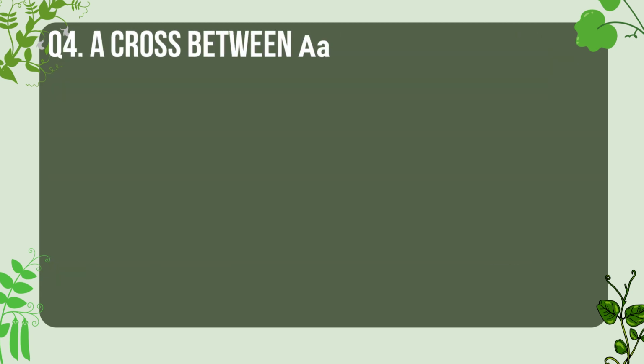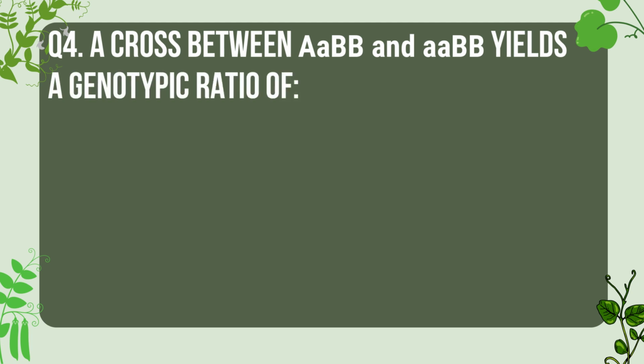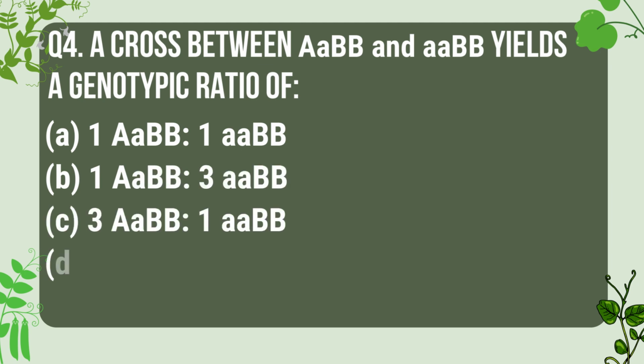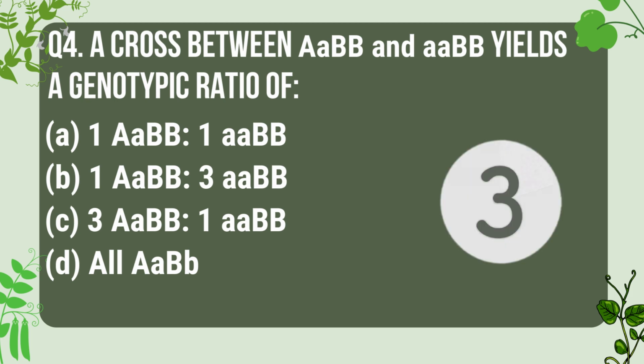A cross between AABB and AABB yields a genotypic ratio of A. 1 AABB ratio 1 AABB. B. 1 AABB ratio 3 AABB. C. 3 AABB ratio 1 AABB. D. All AABB.